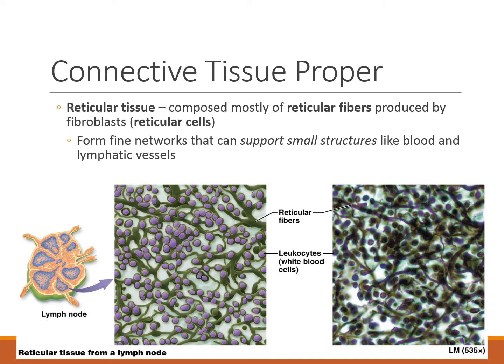Reticular tissue is composed of branched collagen fibers called reticular fibers. These fibers form a network that can support small structures such as blood vessels and lymphatic vessels. They are also found in lymph nodes and in the spleen, where they form a web-like net that traps old and foreign cells.